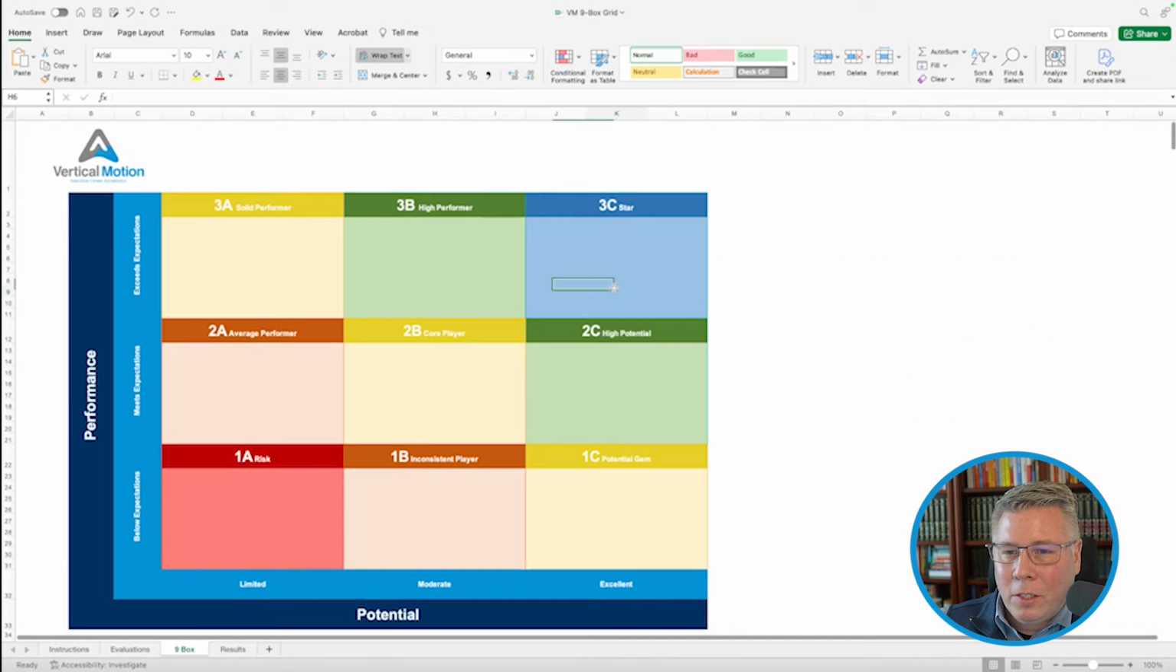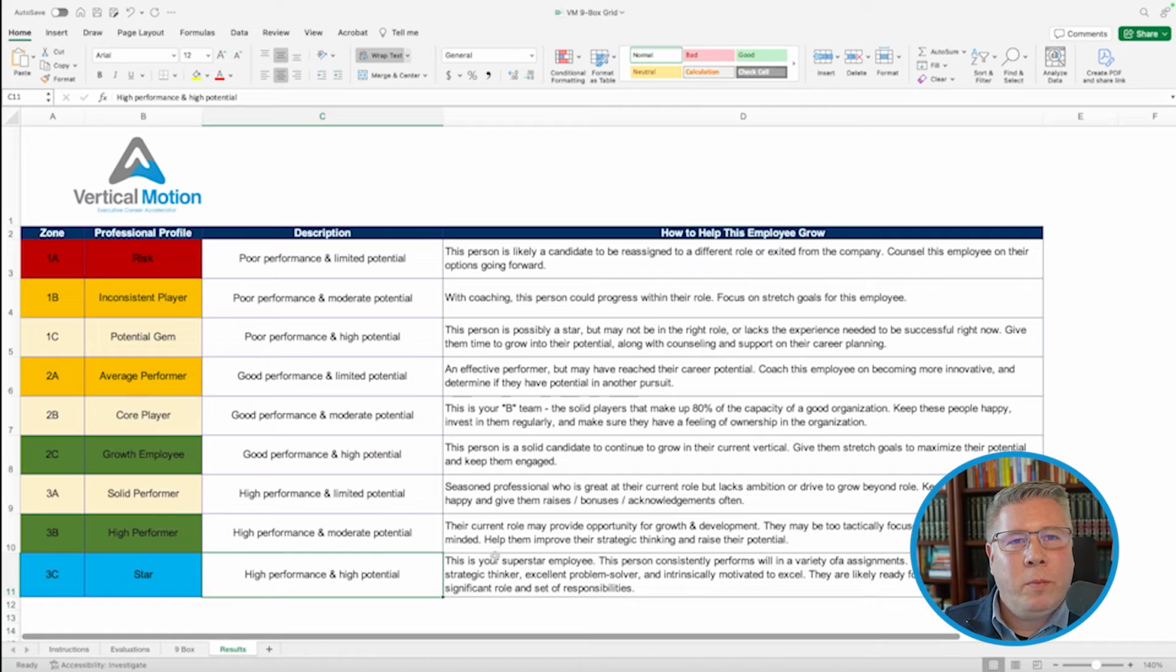And clearly the star box is up here in the top corner. The star is someone with high performance and high potential. You should not have very many people who fall into this box. If you see your 9 box with a whole crowd of people up in the star box, okay, you're just a really nice person, and you need to be a little bit more strategic in how you think about the people on your team. It's nice to want everyone to be the star, but that's just not how this works.